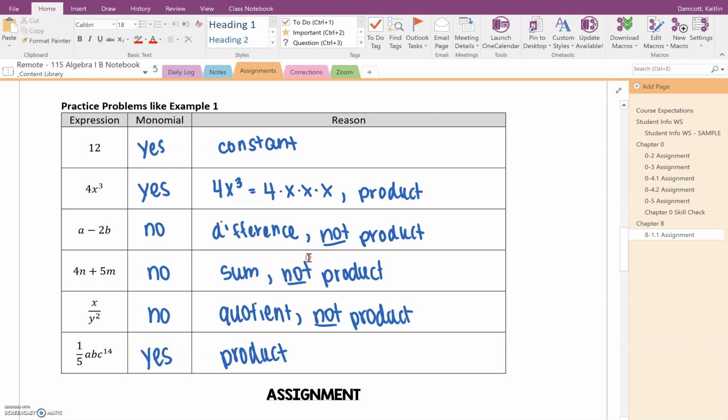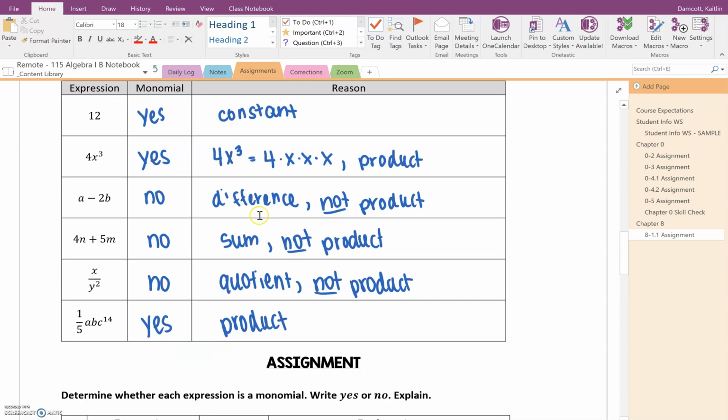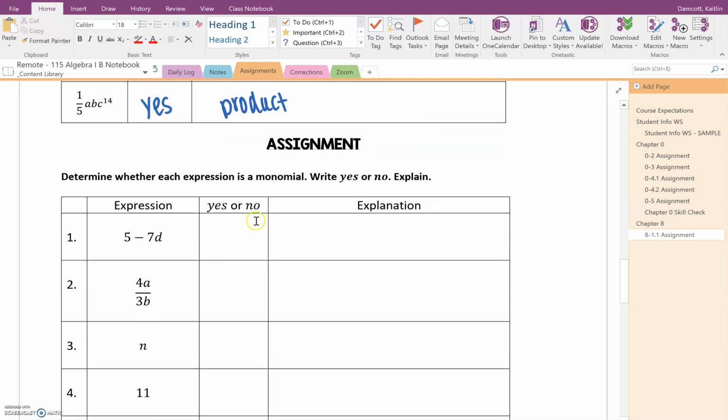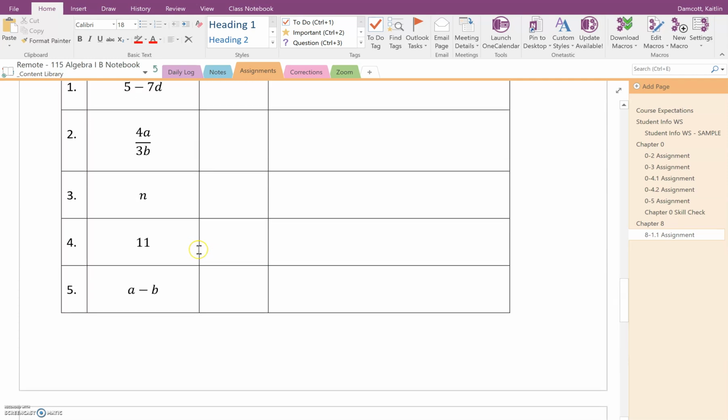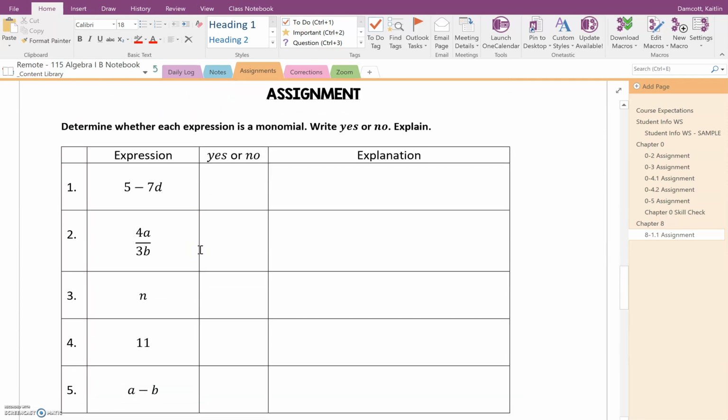Okay, so short video. These are all of our examples. What you're going to do now is take a look at these 9 additional problems that I've added here, and determine whether they are a monomial. In this first column, you're putting yes or no. Is it a monomial? Yes, it is. That means that it's a number, a variable, or a product of numbers and variables.